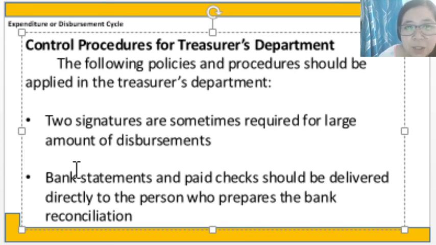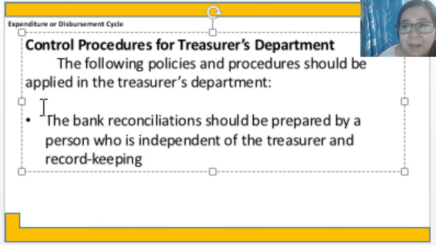Bank statement and paychecks should be delivered directly to the person who prepares the bank reconciliation. So this is to make sure that the disbursement made was matched also with the balances of the cash in the bank. And lastly, the bank reconciliation should be prepared by a person, as we mentioned before, under segregation of duty. This should be independent from the treasurer and the record keeping. So those are the different control procedures for the treasurer's department.